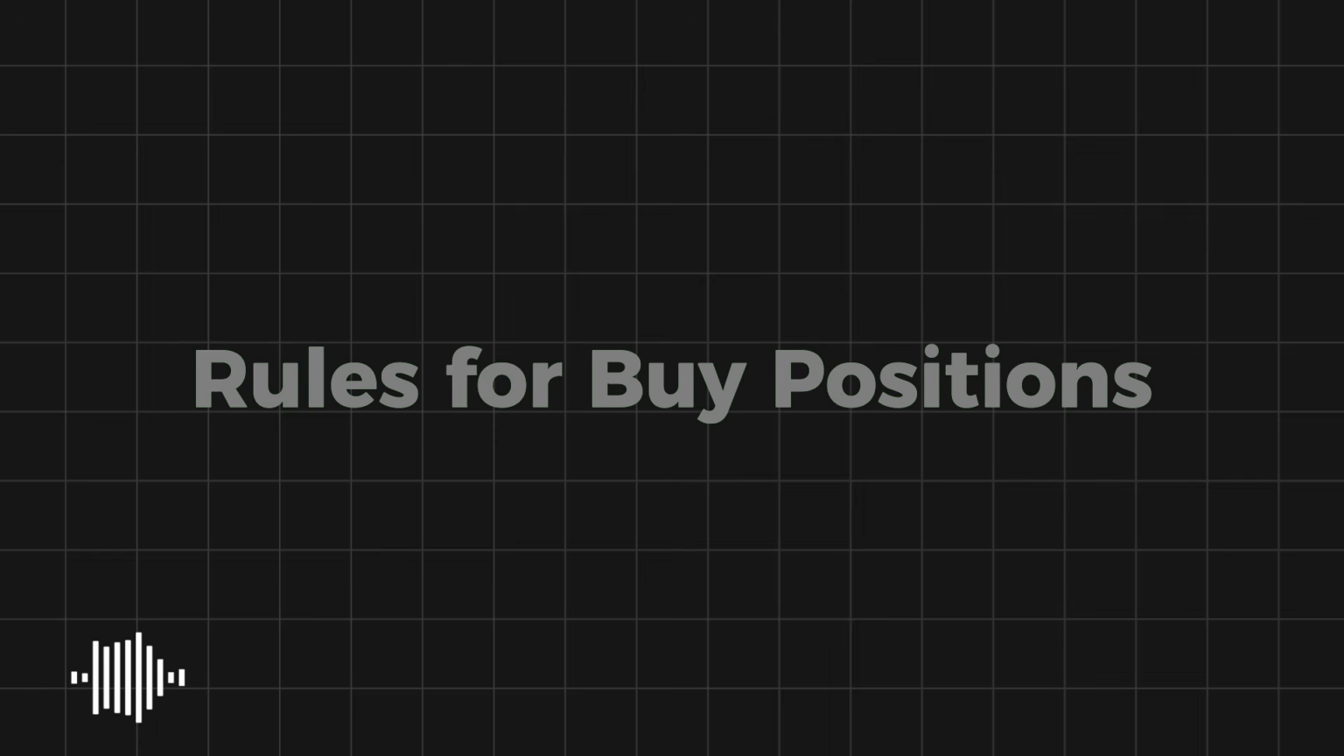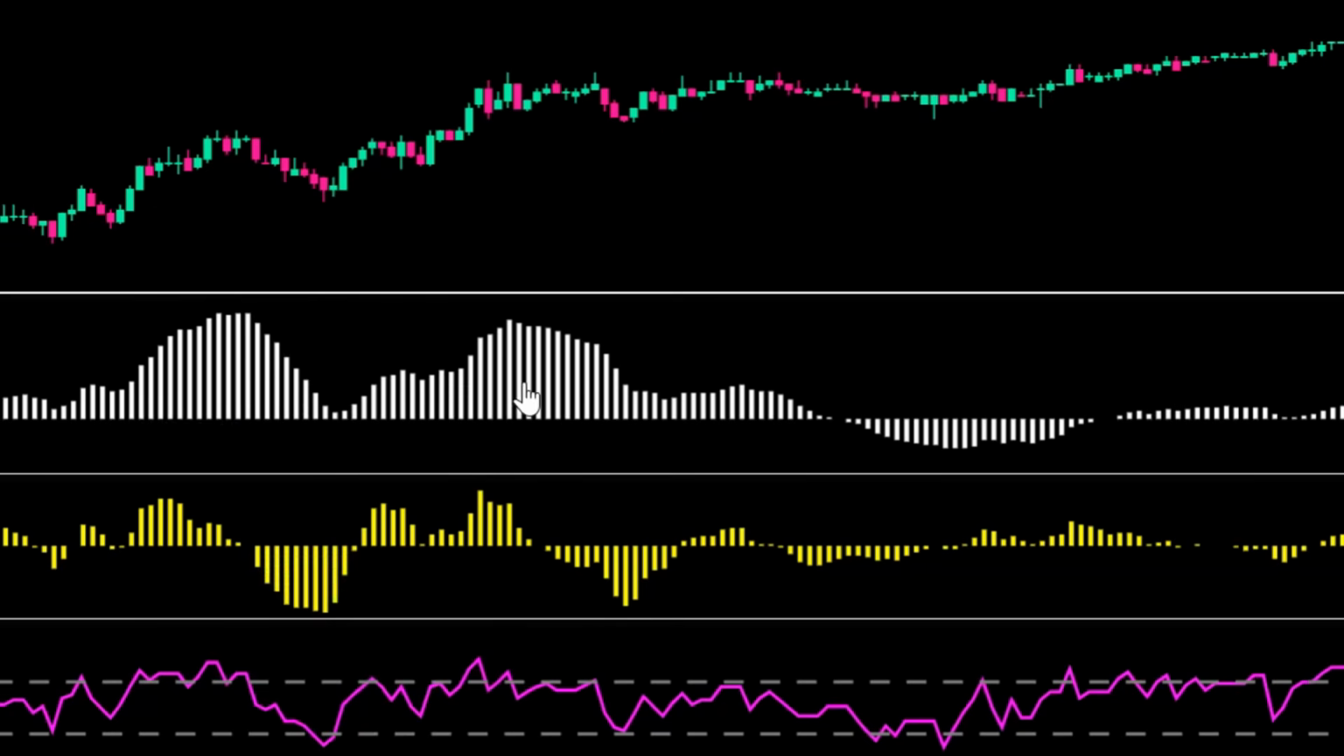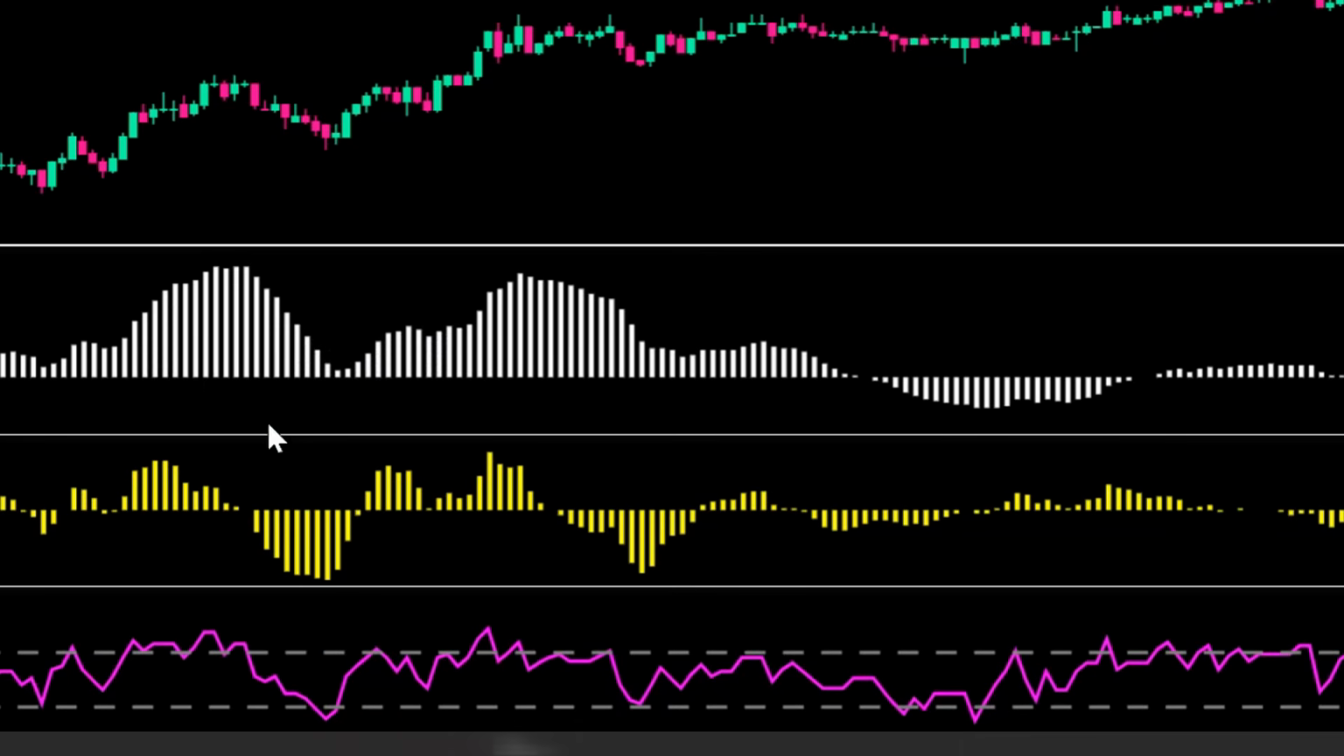Rules for buy positions. Now let's look at the buy setup. First, focus on the slow MACD. When its histogram is above the 0 line, that means the overall trend is bullish. Then move to the fast MACD. If you see its histogram dip below the 0 line, it's just a temporary pullback within the uptrend.